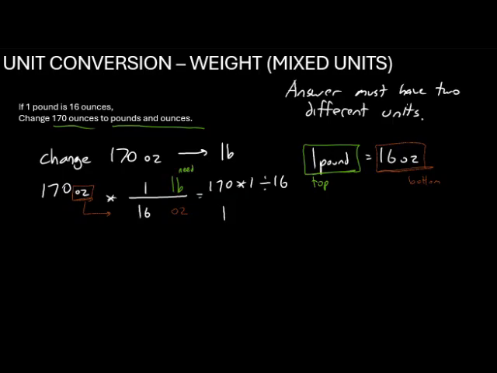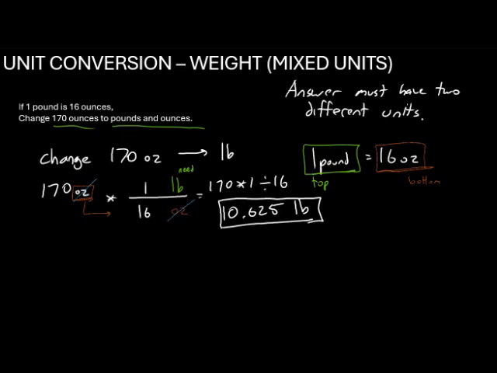However, we'll enter here that we have 10.625. We note that we have ounces on top to begin with and ounces on bottom, therefore they will cancel out, and we end up with 10.625 pounds. However, that's not what we wanted. We wanted pounds and ounces.